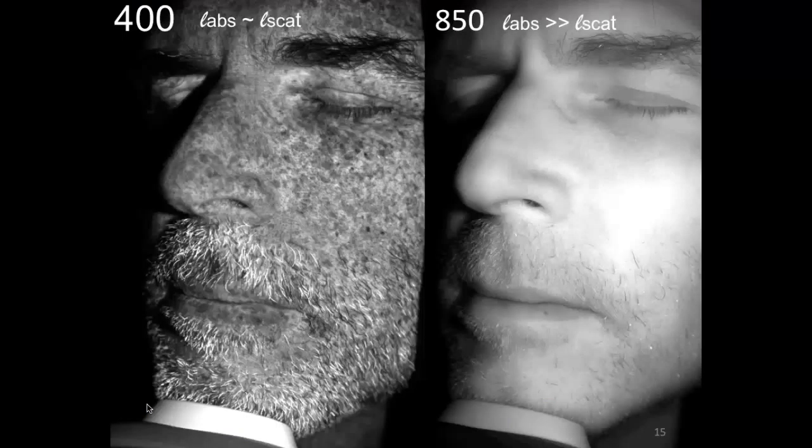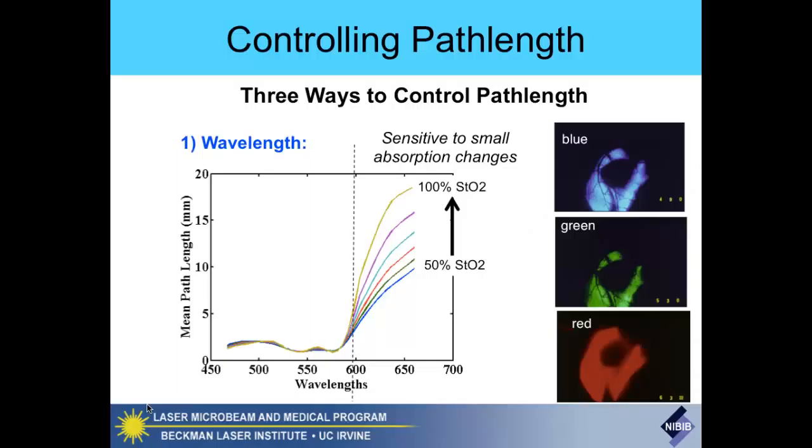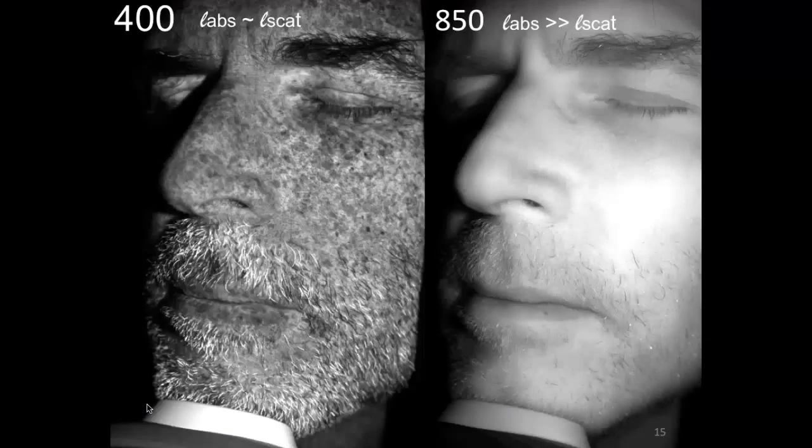So here's another personal view of path length. I like to show some of these pictures of myself as a way of illustrating the physical concepts in the field. So this is me illuminated at 400 nanometers. So remember, this is very low path length light. It's going to be on the order of a millimeter. You can think of the path length here as the penetration depth, more or less. So penetration depth is very shallow here at 400.